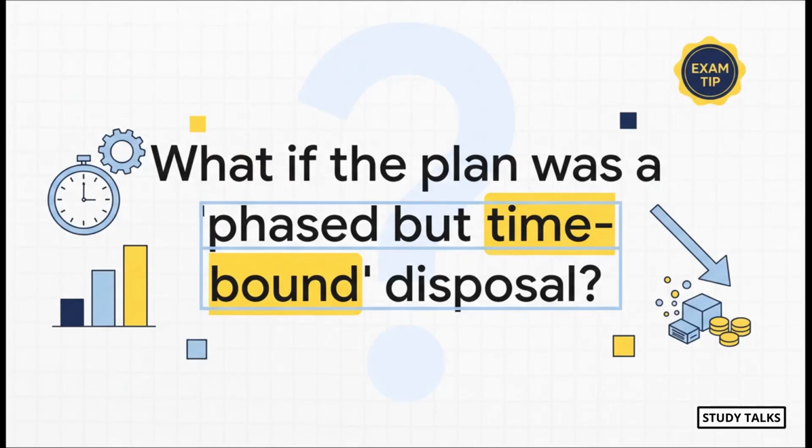But of course, the examiner loves a good twist. So now, what if the facts changed just a little bit? What if the board passed a resolution to sell the assets in a phased but time-bound manner? It's just a few words. Does that change anything? You bet it does.